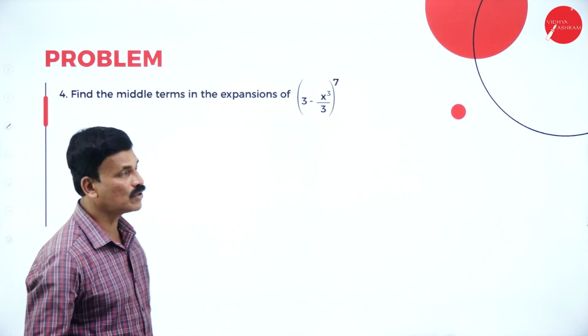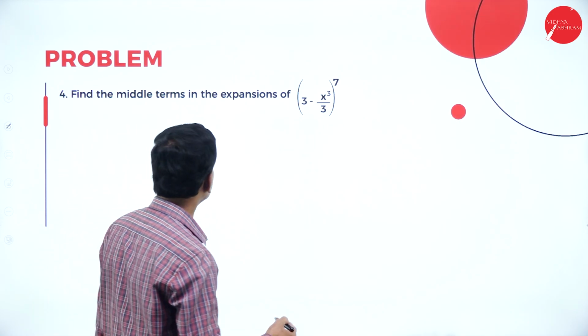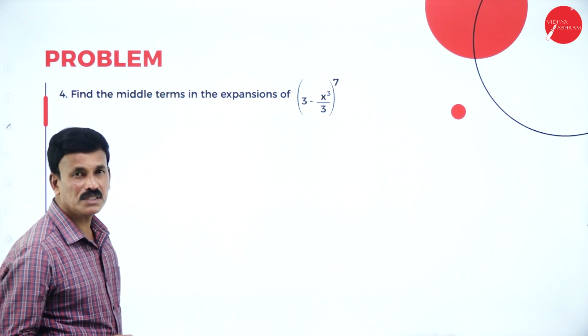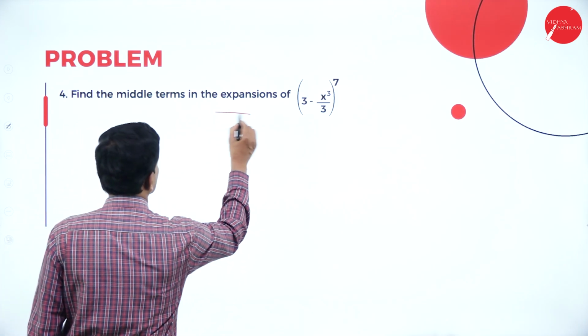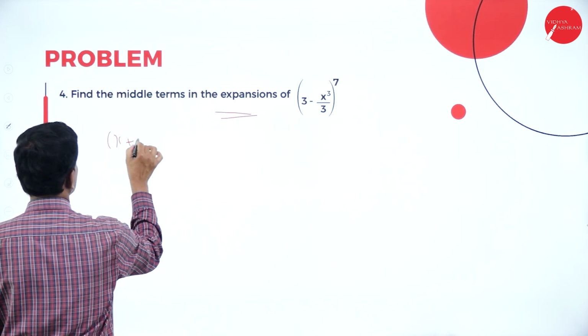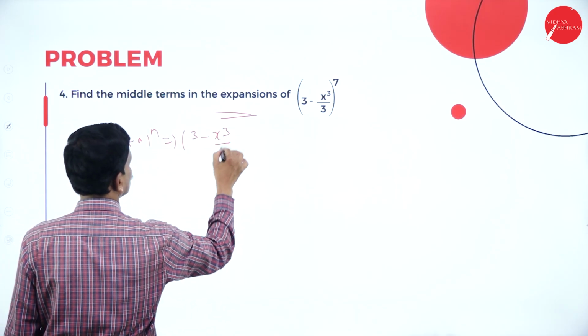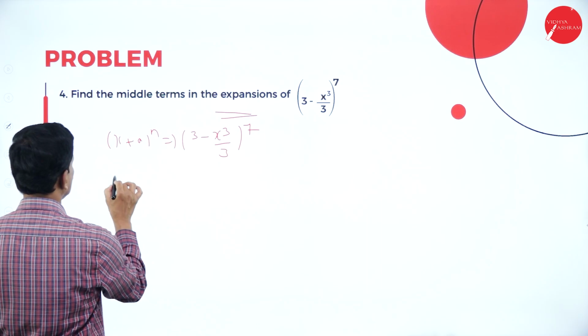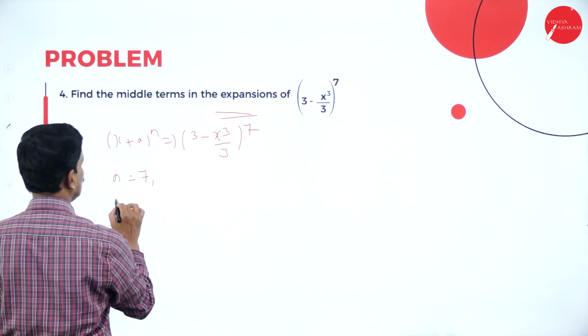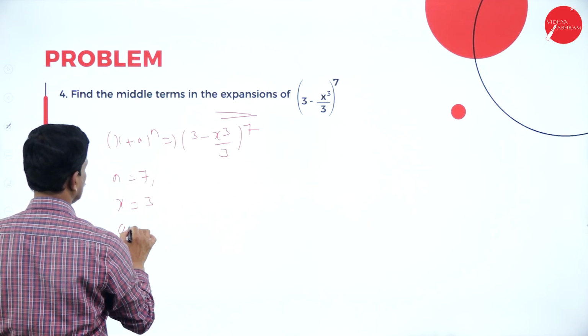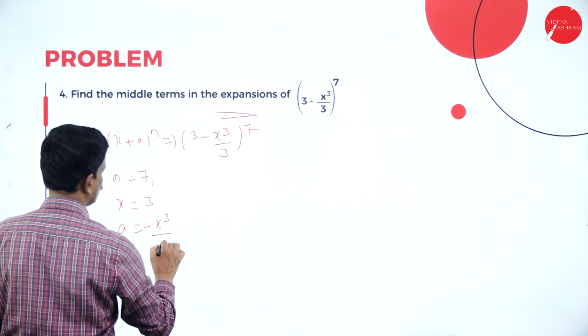Find the middle term in the expansion of (3 minus x cube by 3) whole to the power of 7. Now, just compare this with (x plus a) to the power of n. What is n? n is equal to 7, x is equal to 3, and a is equal to minus x cube by 3.